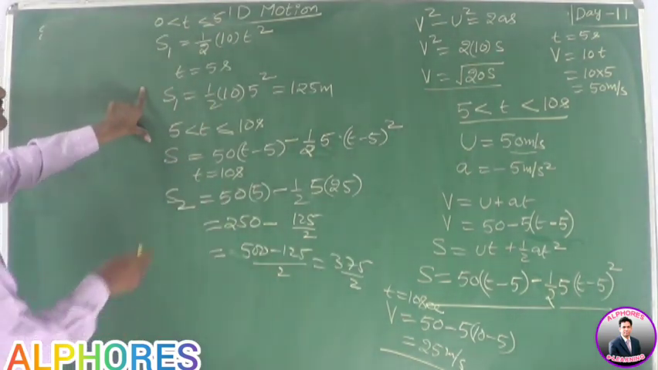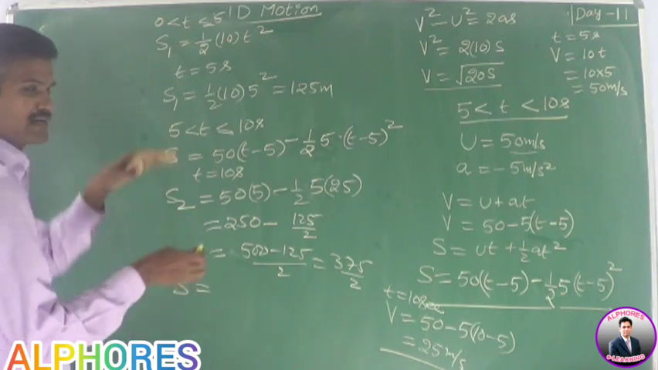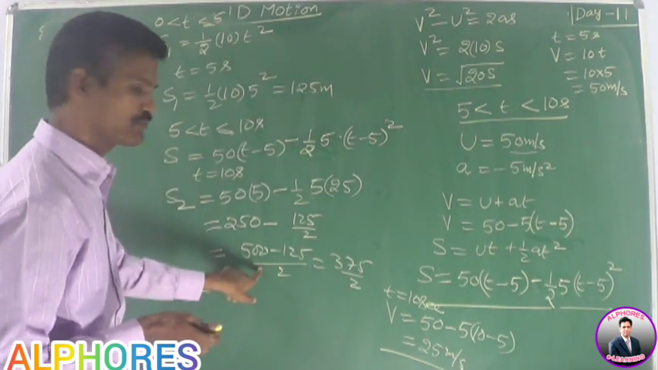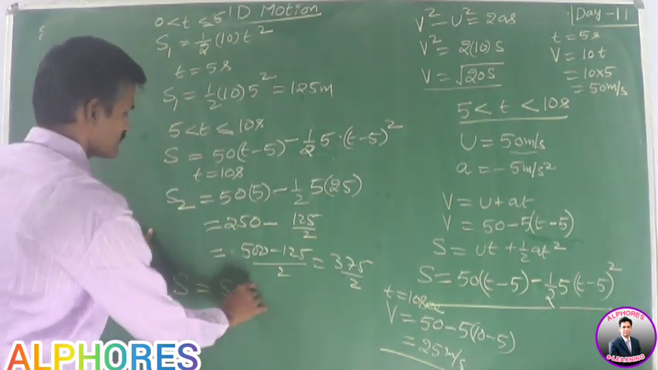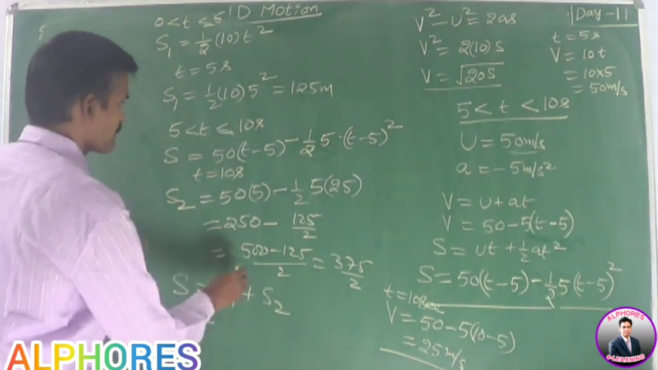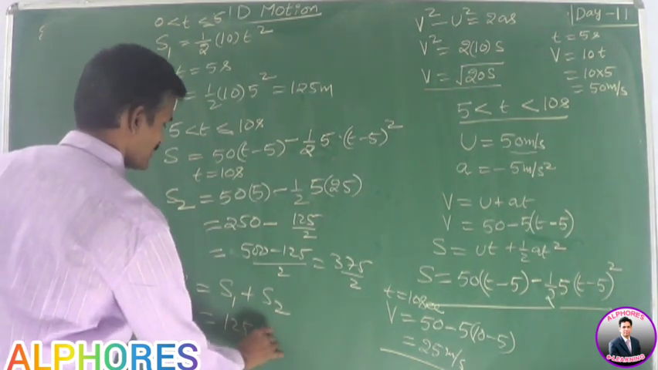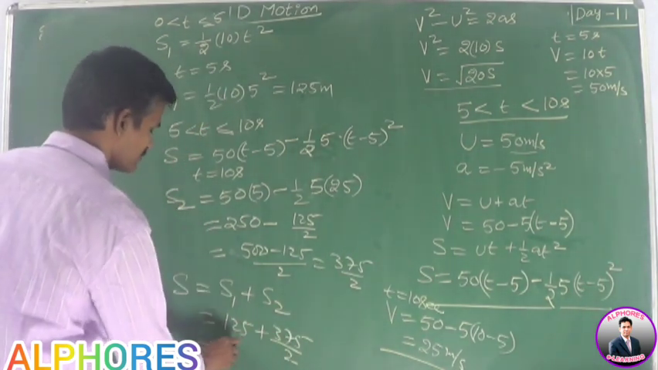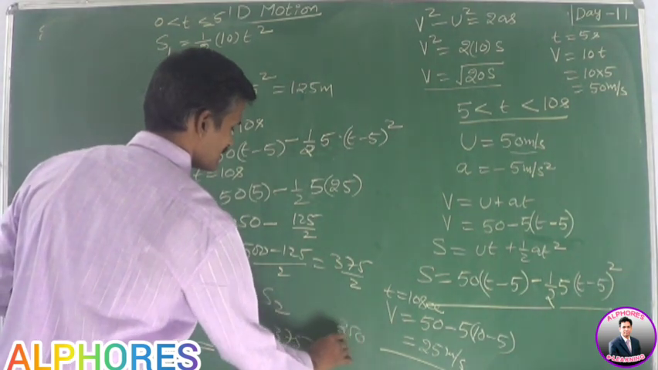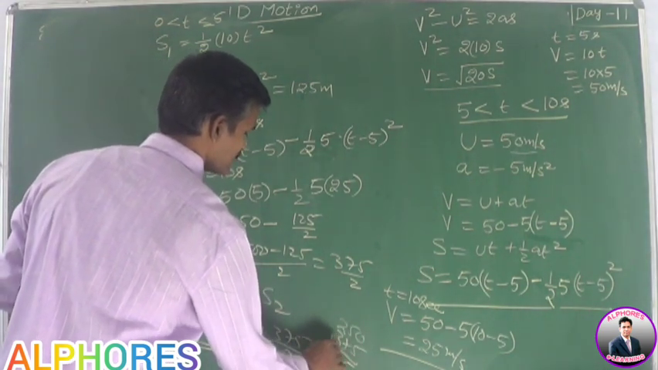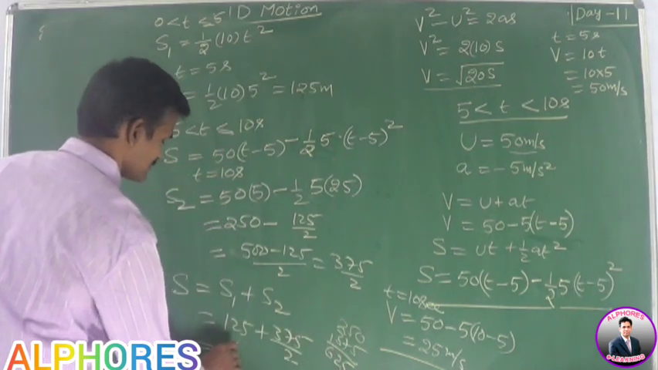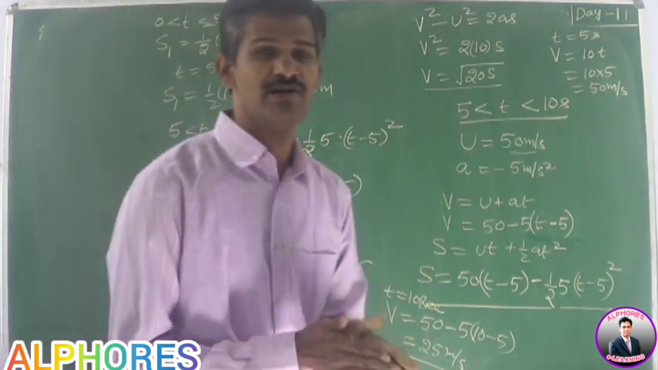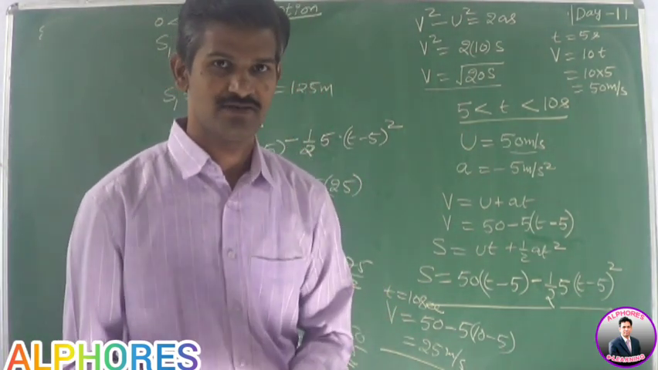So what is the displacement traveled by the body? Both displacements are in the same direction, because this displacement is positive and this is also positive. So total displacement is S1 plus S2, that is 125 plus 375 by 2. You can solve: 250 plus 375 is 625 by 2 meters. This is the displacement traveled by the body in those 10 seconds. Okay, thank you students.